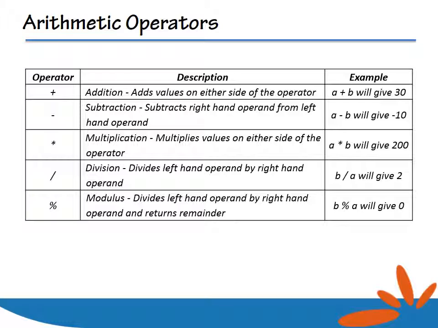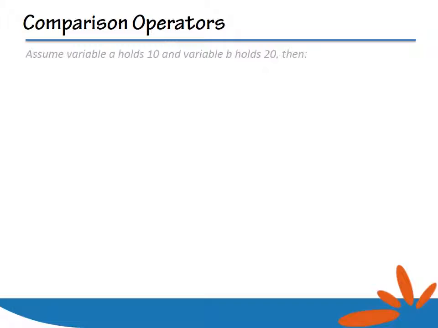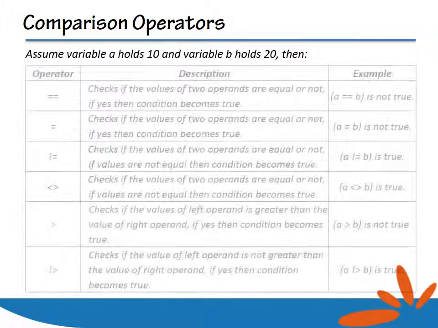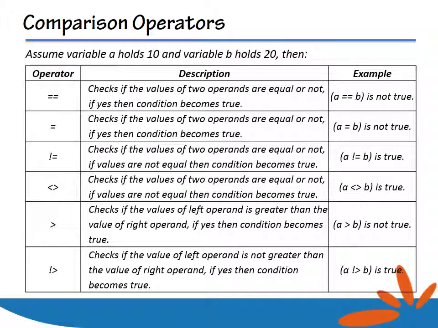remainder. In terms of comparison operators, let's assume that we have a variable a that holds 10 and variable b that holds 20. Operators, for example, such as equality, the double equal, checks if the values of two operands are equal or not. Based on our example, it will return a not true, or a false answer. The next one is an exclamation and an equal symbol, which pertains to not equal, which in our example will return a true value.